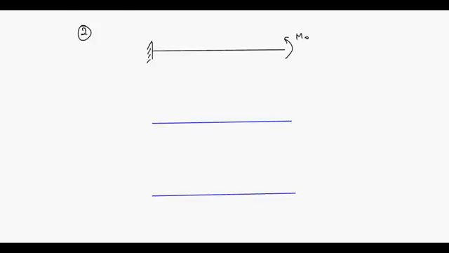Let's start. First of all, I want to know the reactions here. So what is this force here? It is 0. You don't have any reaction here because there is no loading here. But to counter this moment, you will have one moment M0. Now let's talk about the shear force diagram.